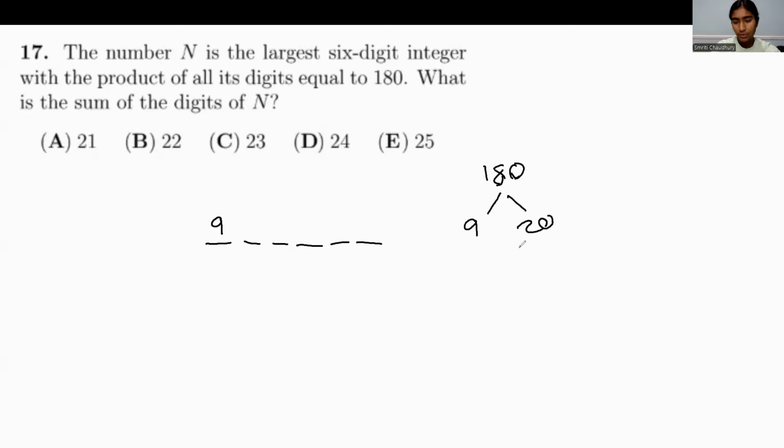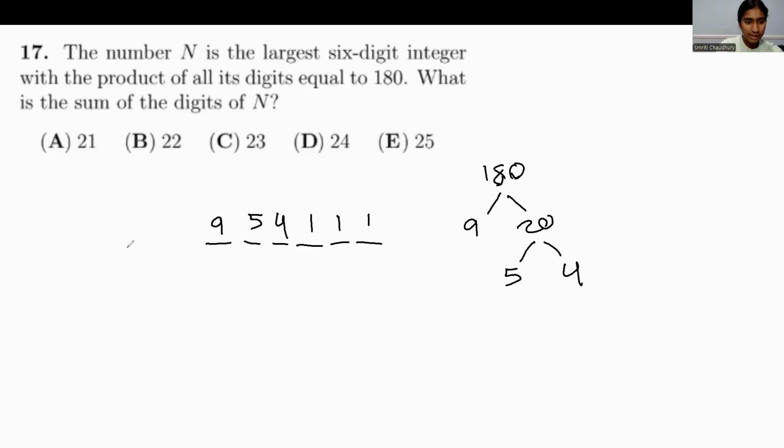So now we're left with the 20. The highest single digit we can get from a 20 is 5. So we'll put that in our next highest place value and continue on. The highest digit that you can get from 4 is 4. So that means the rest of our places will be 1s. So our digits are 9, 5, 4, 1, 1, 1.